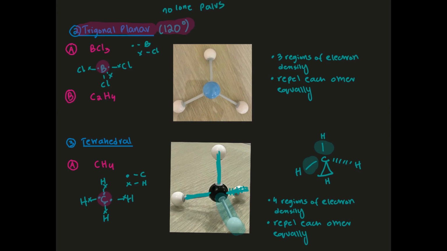Another example that we can have for trigonal planar is going to be C2H4, which is ethene.